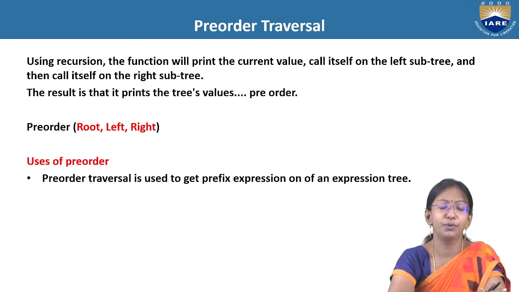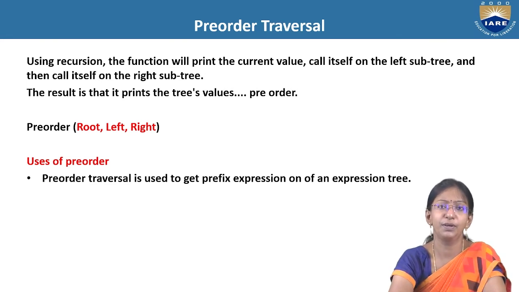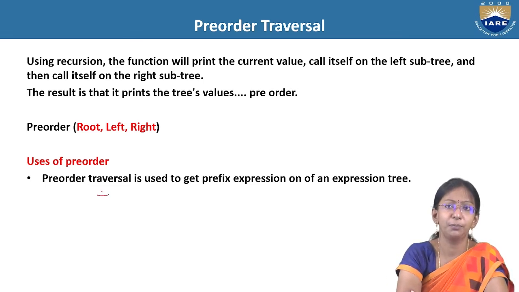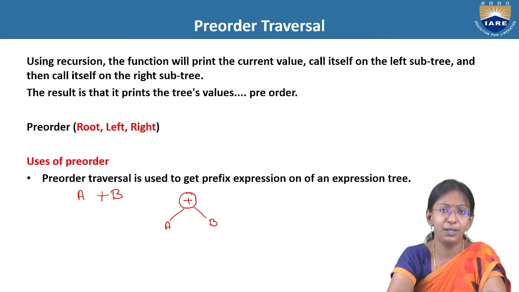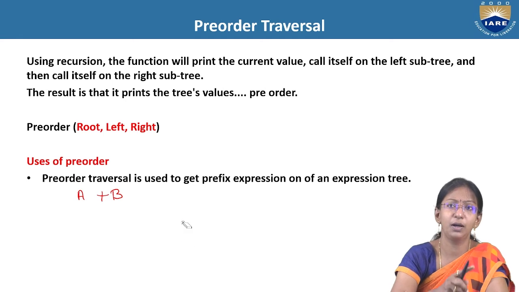The basic usage of preorder is you will find when you go for the prefix expression of a given expression tree. Expression tree, what do you mean by that, ma'am? So, for example, you have an expression a plus b. It can be represented in the form of an expression tree, where plus the operation represents the internal node, whereas the operands are going to stay at the leaf nodes. Or shall I extend this expression for you guys? Let me extend this one.